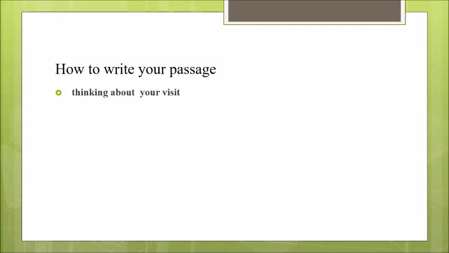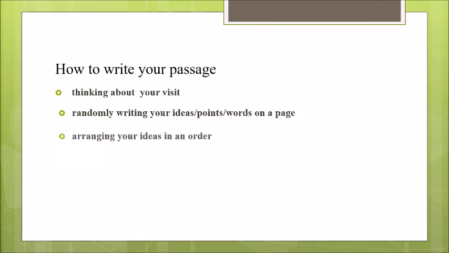Start thinking about your visit. What did you see there? What did you hear there? What did you eat there? Randomly write your ideas, points, and words on a page. Now arrange your ideas in an order. Then, coming to making small sentences, use the words and make small sentences.